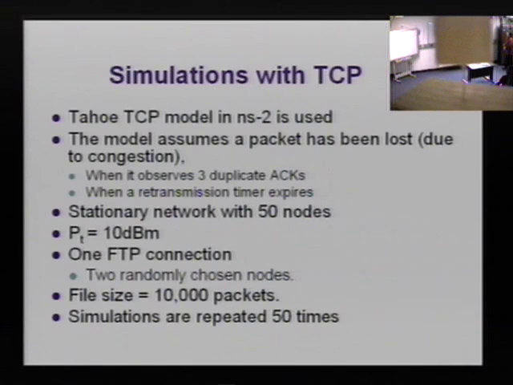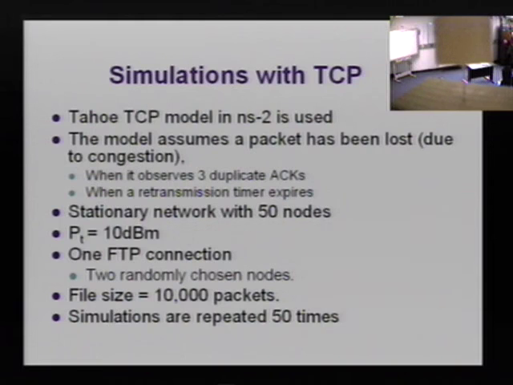We also did some simulations with TCP. We used the base TCP model in NS2, which is based on PHY. This model assumes the packet has been lost just due to congestion because TCP doesn't know it is because of channel errors. Then it observes 3 duplicate ACKs or a retransmission timer expires. We again use 50 nodes, but this time the power is 10 dBm. There is only one FTP connection in the network between 2 randomly chosen nodes. The file size is 10,000 packets. The simulations are repeated 50 times.